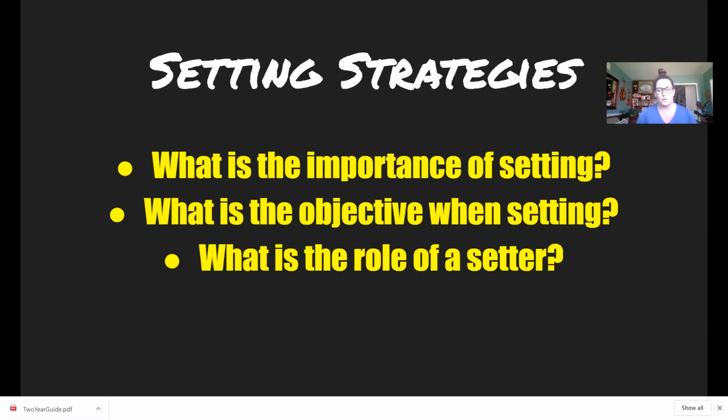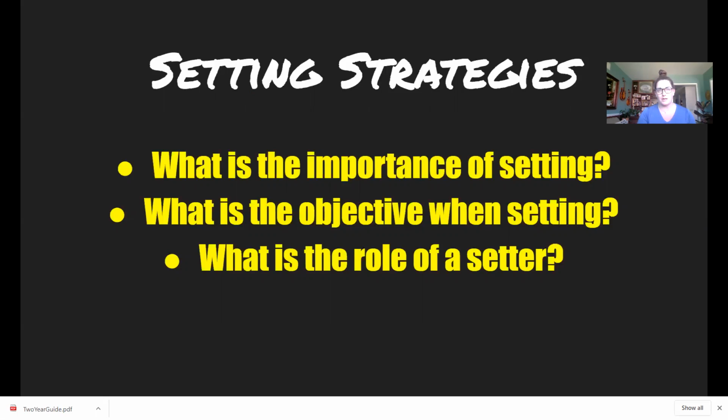The objective when setting, and we'll shift gears now to more of a setter's mentality, is to connect with your hitters, give a specific, consistent location, and also make sure that your hitters know what to expect from you. So it's about your consistency, but also connecting with the hitters and giving them what they need as consistently as possible.